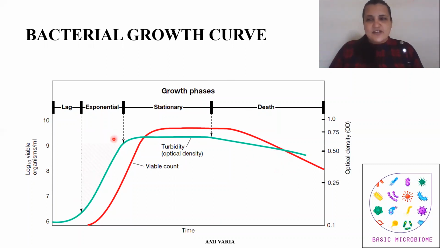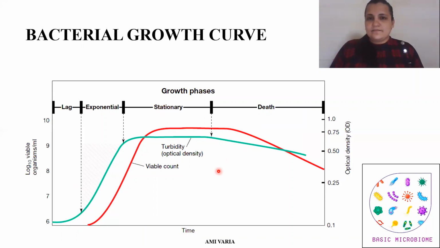As I have mentioned, there are four different phases of normal growth curve. First is lag phase, that is the initial phase. Second is log phase, also known as exponential phase. Third one is stationary phase. Here the death rate of cells and the growing cells are equal. Fourth is death phase of growth.